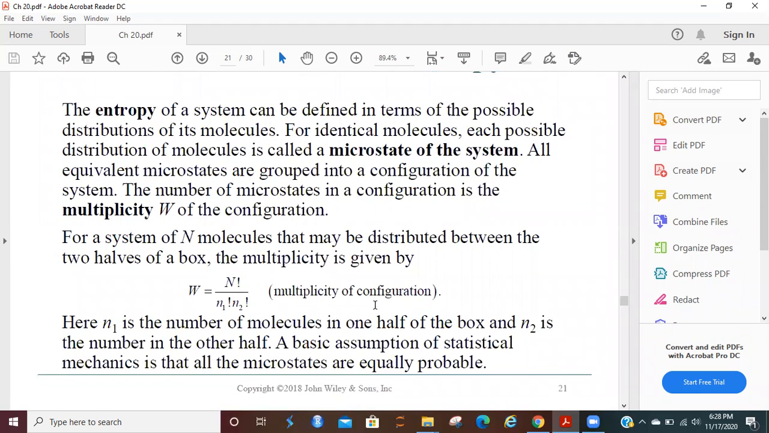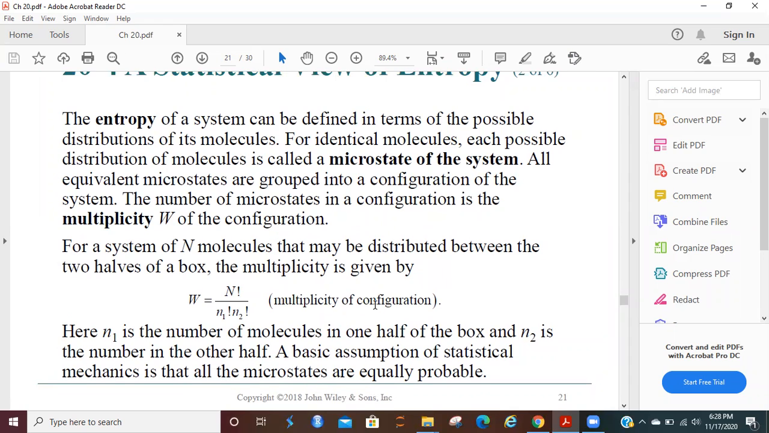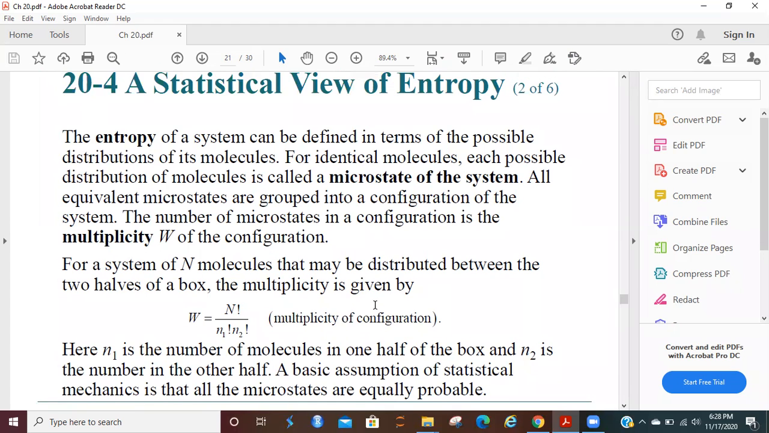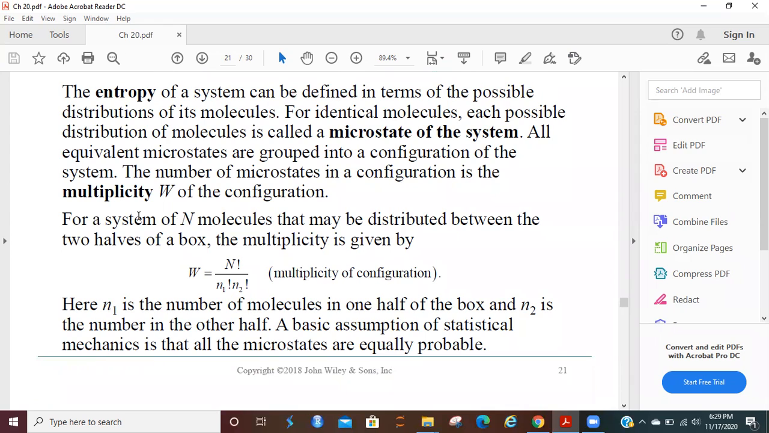So the entropy of a system can be defined in terms of the possible distributions of its molecules. For identical molecules, each possible distribution of molecules is called a microstate of the system. All equivalent microstates are grouped into a configuration of the system, and the number of microstates in a configuration is going to be the multiplicity of the configuration. So for a system of n molecules that may be distributed between the two halves of a box, the multiplicity is going to be given by this.